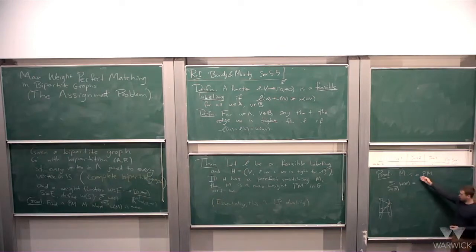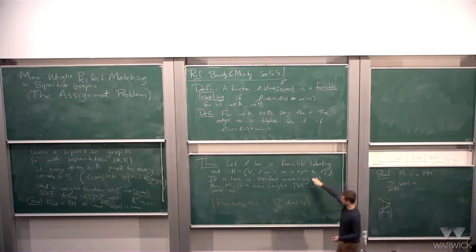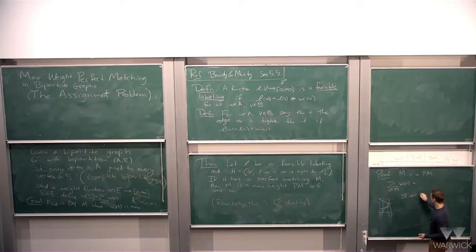Well, we're dealing with tight edges. So basically, if UV is in this matching, because these are all tight edges, we know that L of U plus L of V is exactly W of UV. And every single vertex appears in exactly one edge. So this turns out to be exactly equal to the sum over all the vertices of L of V.